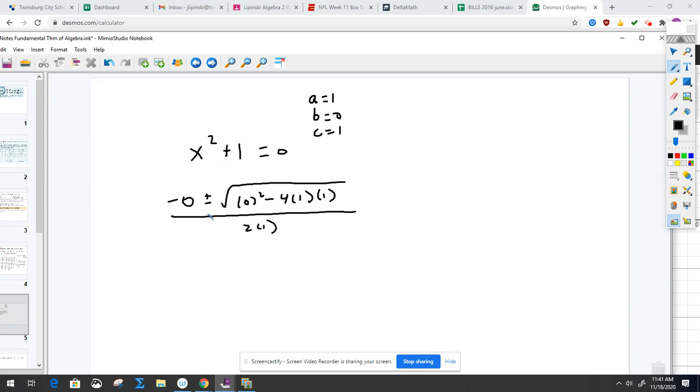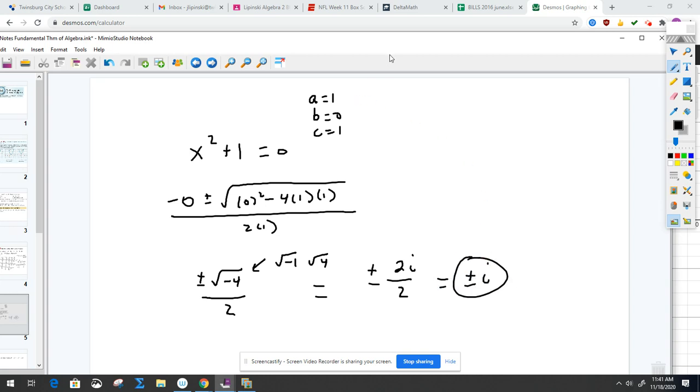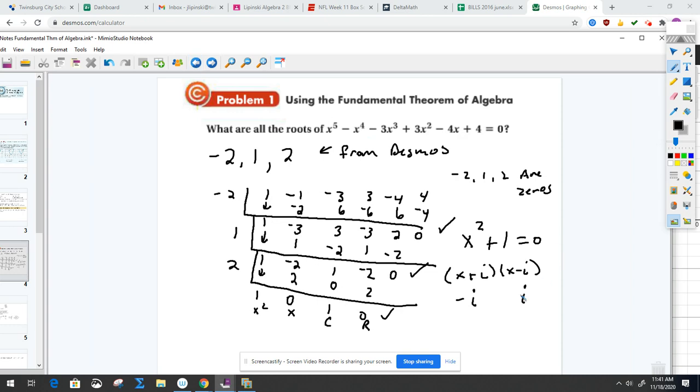So then I would go through, and obviously you can't have -0. I can't plus or minus anything, so I've got 0 minus 4 underneath the square root, over 2. Well, what's the square root of -4? Remember, rewrite this as square root of -1 times square root of 4. So that would be plus or minus 2i over 2, which is plus or minus i. That is where I got those values from here.